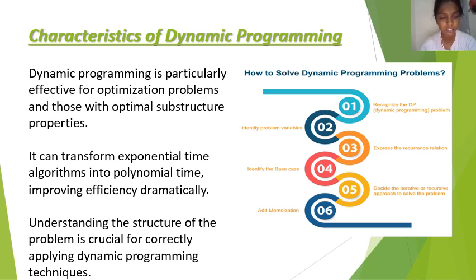So these are the characteristics of dynamic programming, and this is how we have to solve dynamic programming problems. First we have to recognize the dynamic programming problem and identify the problem variables. Next we have to express the recurrence relation and identify the base case, decide the iterative or recursive approach to solve the problem, and lastly we have to add memoization.